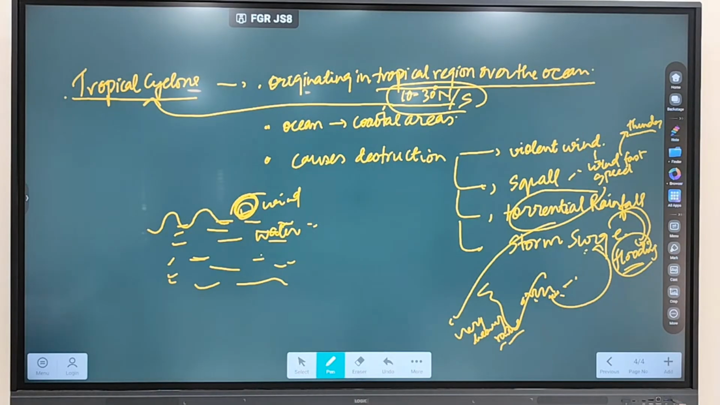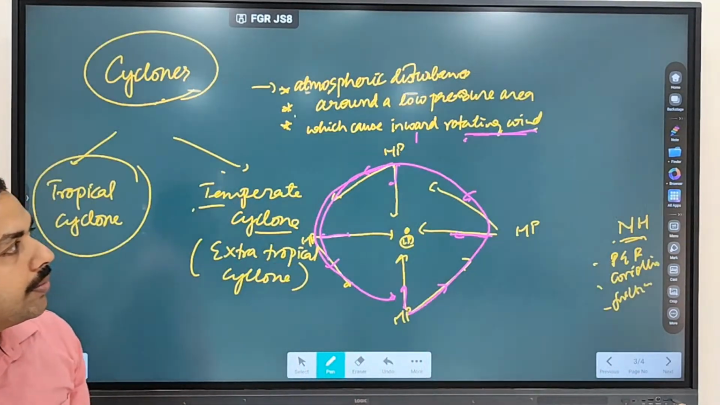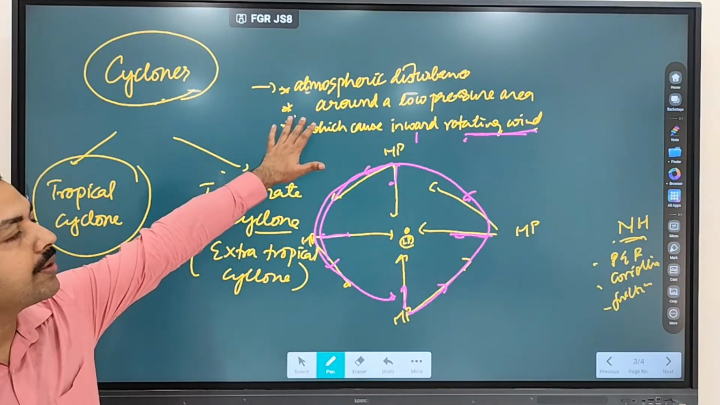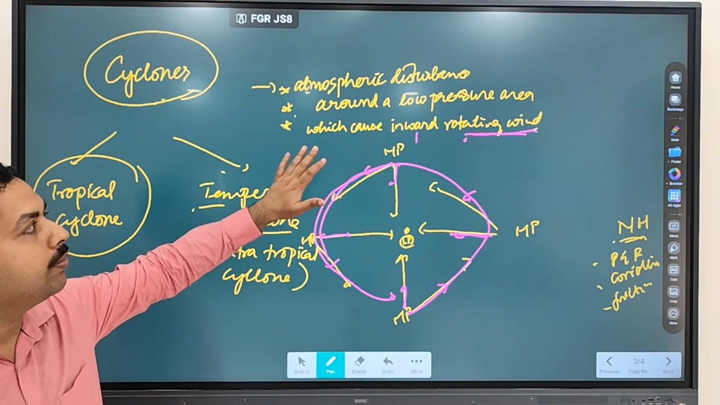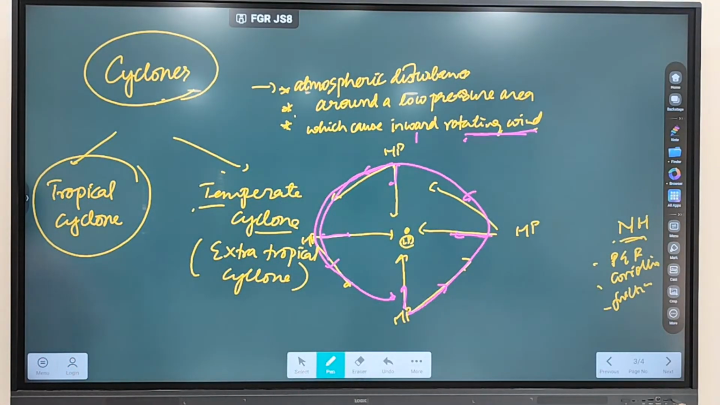Fine. So what is a cyclone? We have defined a cyclone as an atmospheric disturbance. Why is this atmospheric disturbance caused? It is because of low pressure. So atmospheric disturbance around a low pressure area, causing inward rotating wind, is called a cyclone.